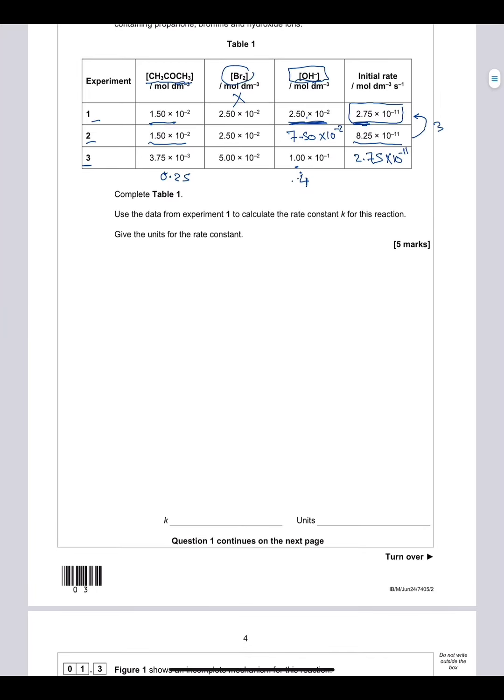And then they ask you to use the data from experiment 1 to calculate the rate constant for this reaction. So we know that the rate equals the rate constant times the concentration of the ketone times the concentration of the hydroxide, which means the rate constant will equal the rate divided by the concentration of both reactants. So CH3COCH3, and concentration of the hydroxide as well.